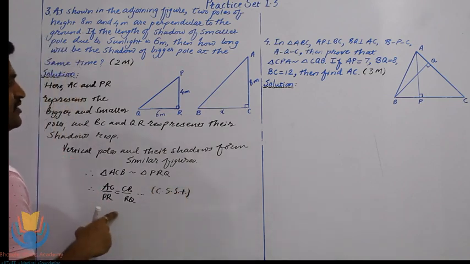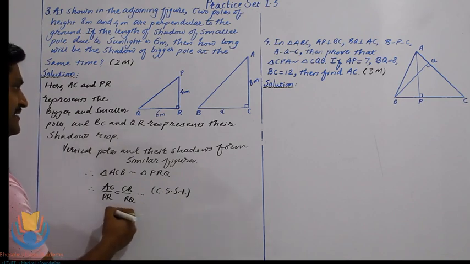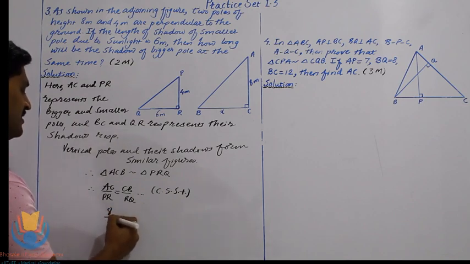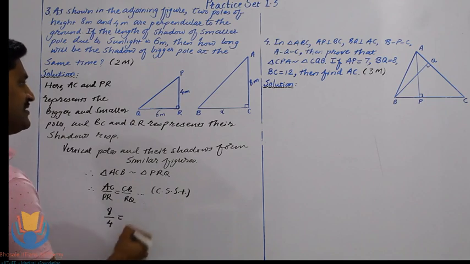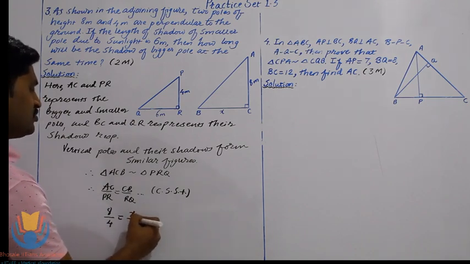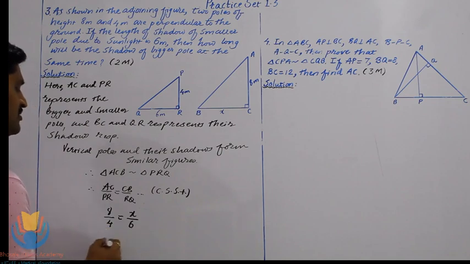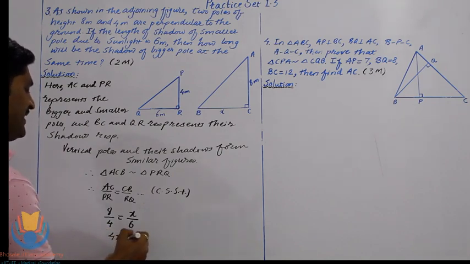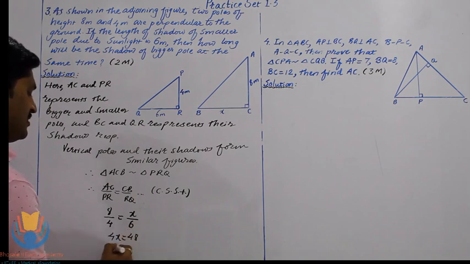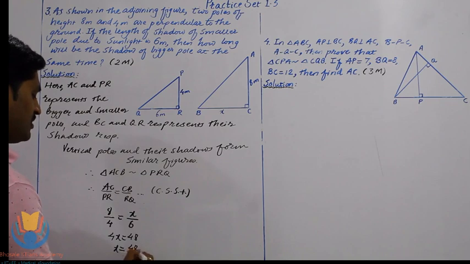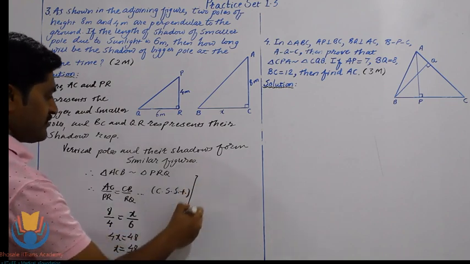So just put their values from the diagram. AC is given to be 8, PR is 4, CB is X, that is to be found out, and this is 6. So just do the cross multiplication. Therefore 4x is equal to 8 sixes are 48. Therefore x is equal to 48 upon 4, and therefore x is equal to 12. So here we will write the answer.